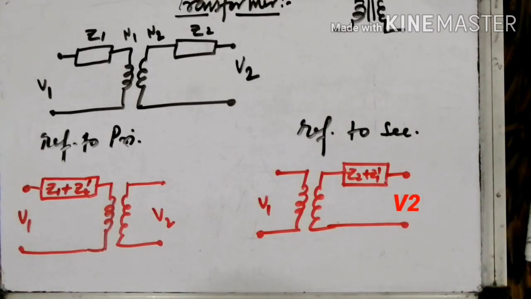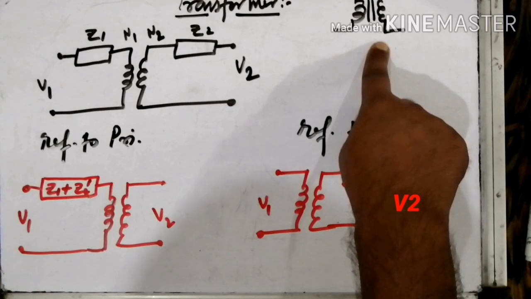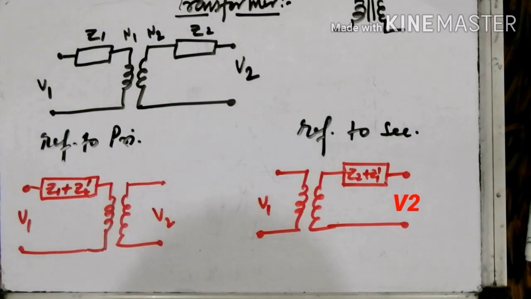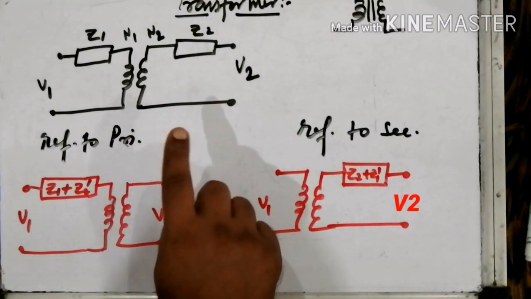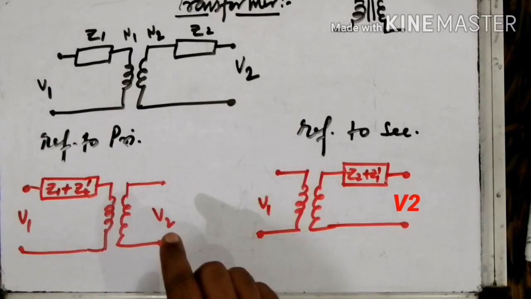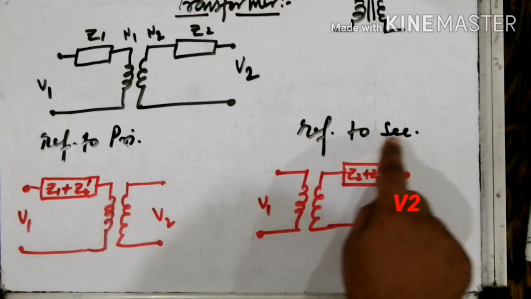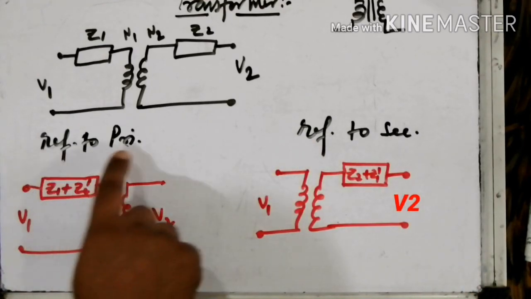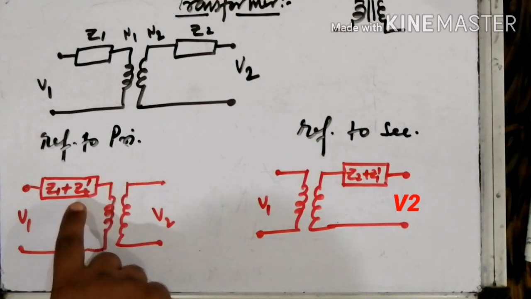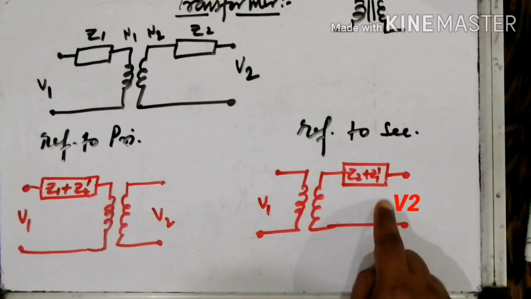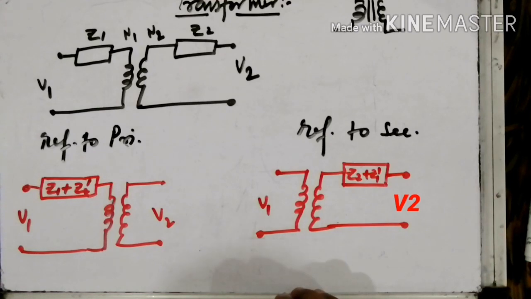Now listen, the second component is transformer. This is the symbolic representation of a transformer. This is the actual diagram of transformer. There is one condition: we are neglecting shunt branches. Now see this diagram as referred to primary and referred to secondary. When it is referred to primary, the impedance is Z1 plus Z2 dash, and here it is Z2 plus Z1 dash. But the condition is neglecting shunt branches.